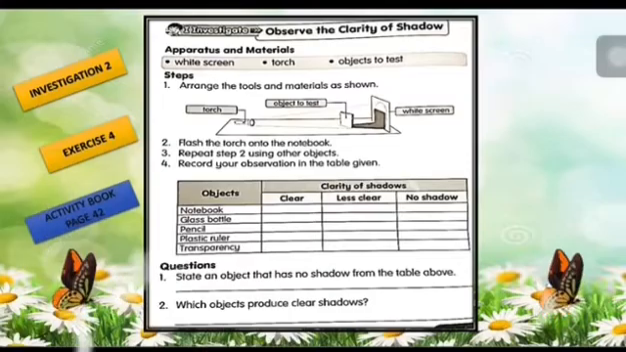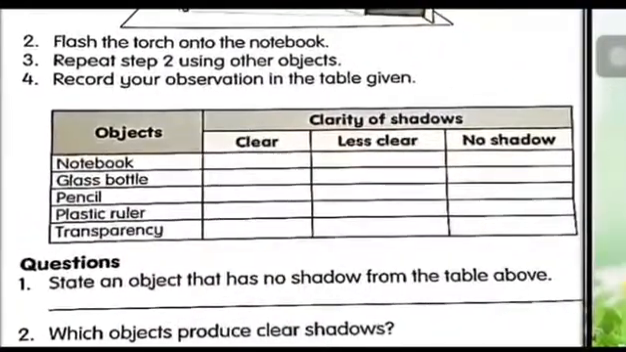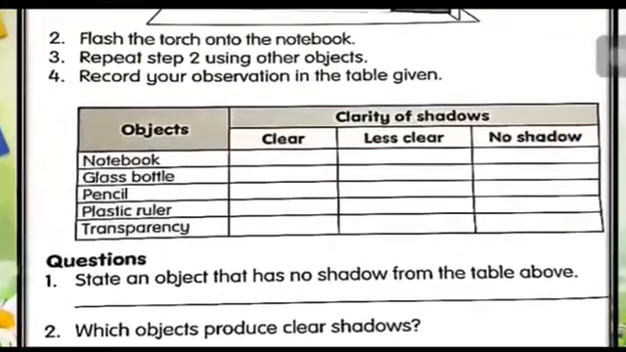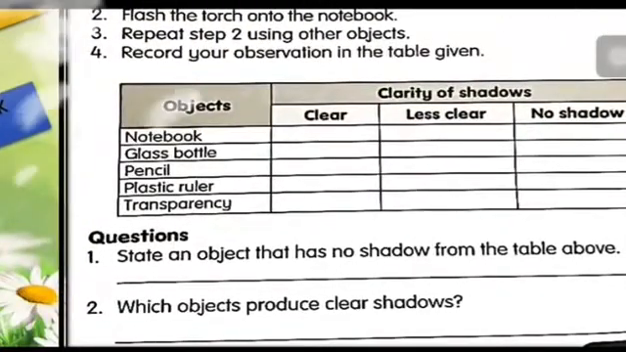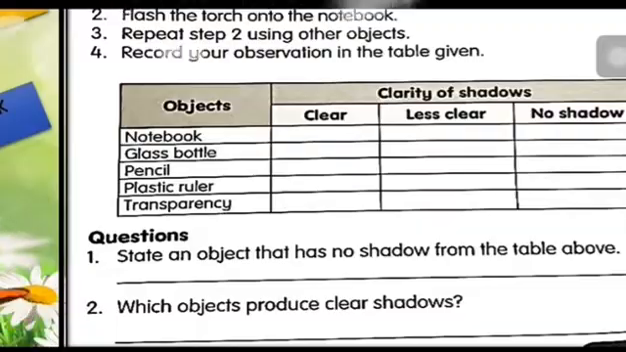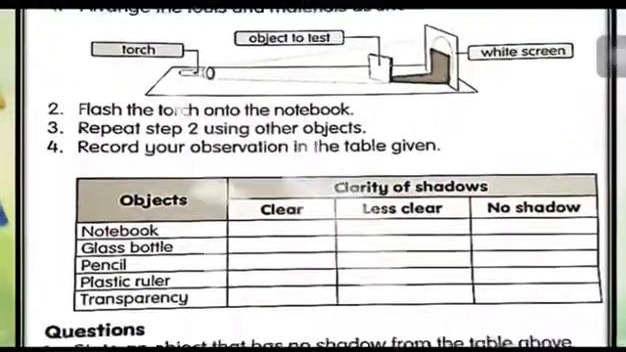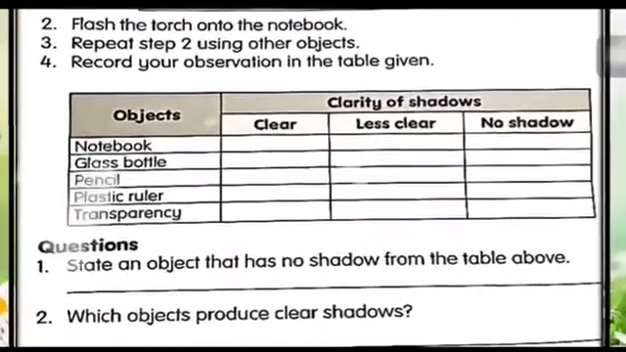Okay, look at the table. First, you must use the notebook. Second, glass bottle, pencil, plastic ruler, and transparency. Transparency means you can use any transparent object like transparent plastic. Then you torch. After that, you write here, like the notebook. You tick here either the shadow that you can see on the white screen is clear, less clear, or no shadow.